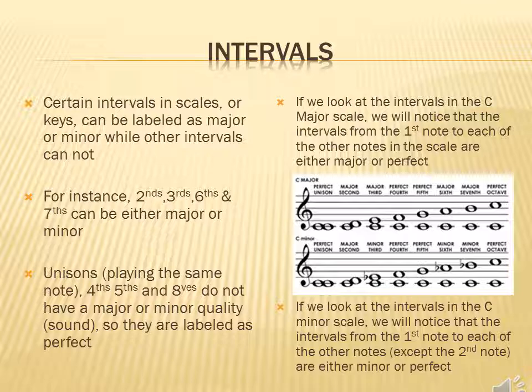If we look at the intervals in the C minor scale, we will notice that the intervals from the first scale degree to each of the other scale degrees, except for the second scale degree, are either minor or perfect. We have the perfect unison, we have the major second, we have the minor third, we have the perfect fourth, we have the perfect fifth, we have the minor sixth, we have the minor seventh, and we have the perfect octave.